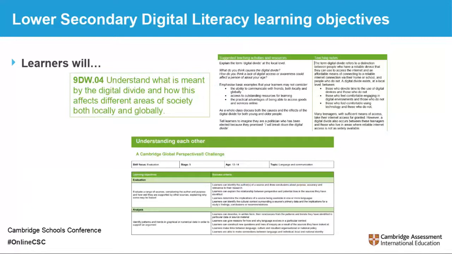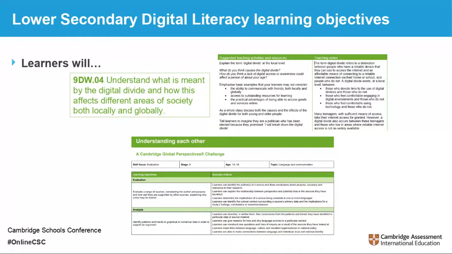There are countless other opportunities to embed digital literacy learning into other primary and lower secondary subjects. And as we've seen, some of you are doing this already. But to end, I would like to give two particular examples of where these can be co-taught. The first of these is from the Stage 9 Global Perspectives Challenge titled Understanding Each Other, which is now being displayed on the screen.